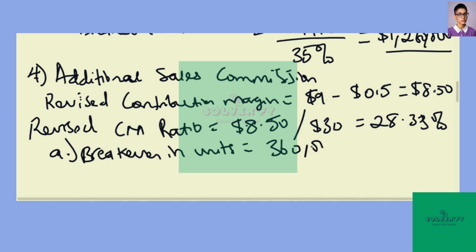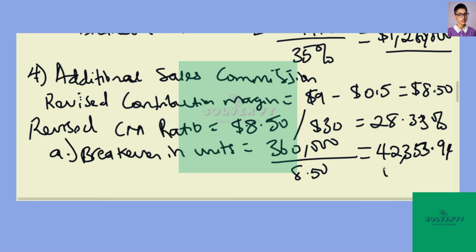So now answering the question, the break even in units will be equal to 360,000 divided by the 8.50, which is the revised contribution margin, and this will give you 42,353.94, and then this is in units.